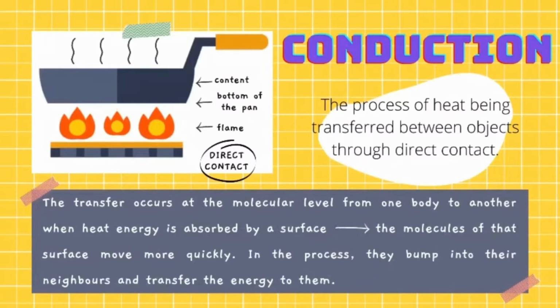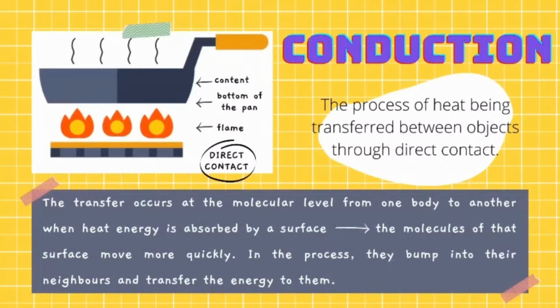Cooking surface is in direct contact with the flame from the stove, it allows the food to be cooked. This is called heat conduction. Conduction is probably the most basic and intuitive way of achieving heat transfer. Conduction is the process of heat being transferred between objects through direct contact.